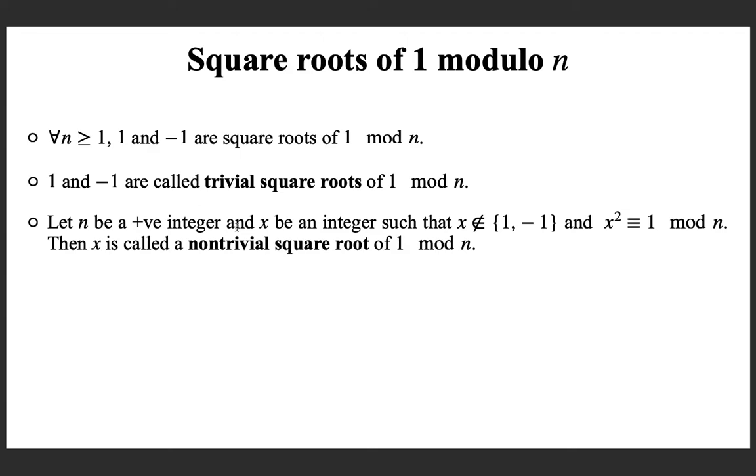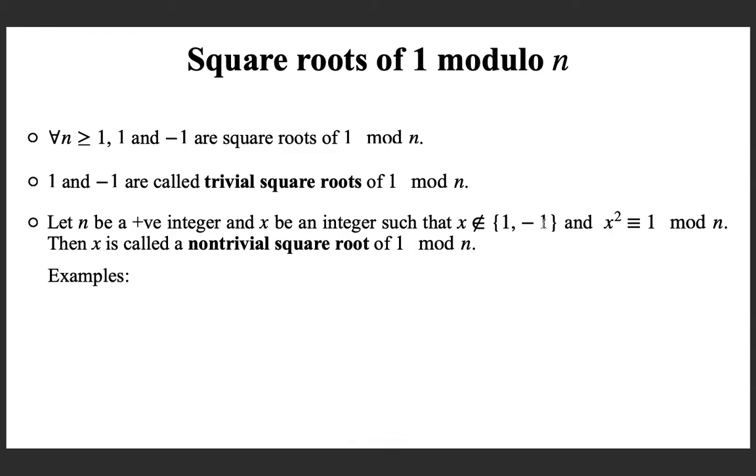Let n be a positive integer and x be an integer such that x is neither 1 nor minus 1, but x square is congruent to 1 modulo n. That means x is a square root of 1 in the modulo n system and x is not 1 or minus 1. Then x is called a non-trivial square root of 1 modulo n.